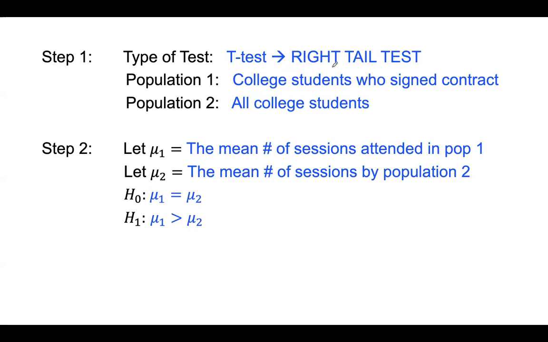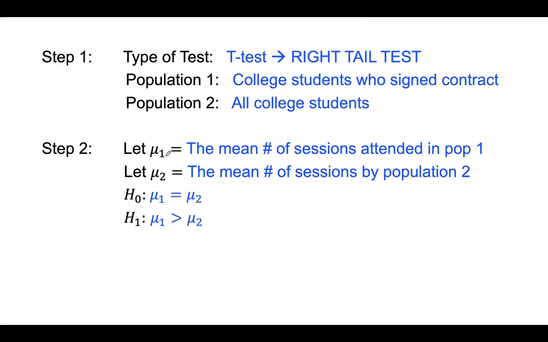So this is a t-test, so it's a right tail test. We could divide it into population 1 and population 2. In population 1, we have the college students who signed that contract. In population 2, we have all the college students. And I'm just writing it out.